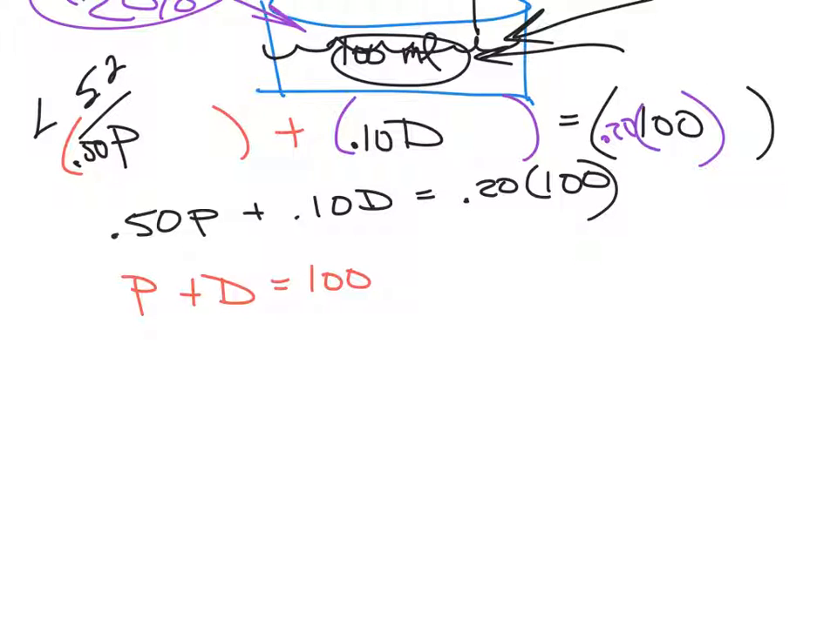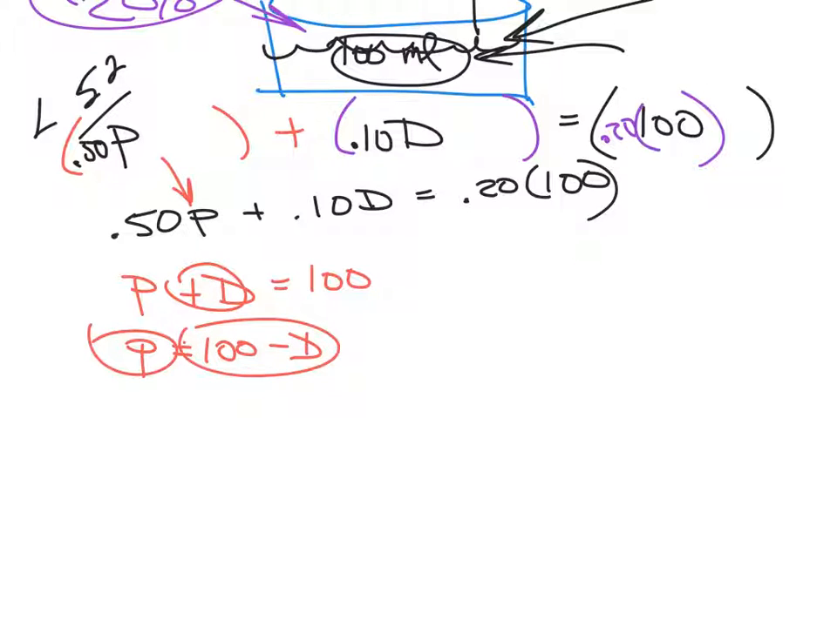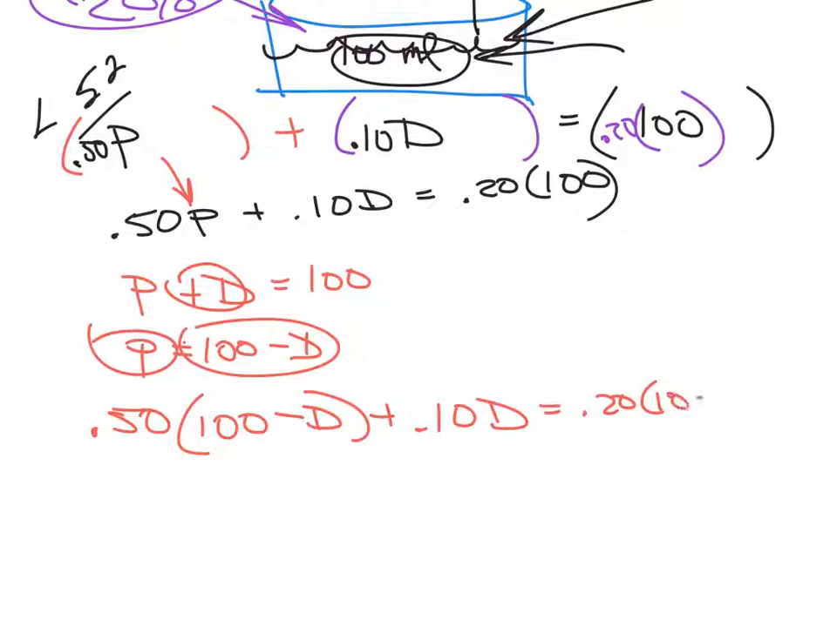So I can set this equal to P or D, doesn't really matter. The book sets it equal to P, so let's go ahead and do that. So P equals 100 minus D, because we subtract that from both sides. So that means now whenever I see a P, like right here, I can put that in its place. And when I do that, something magical happens.